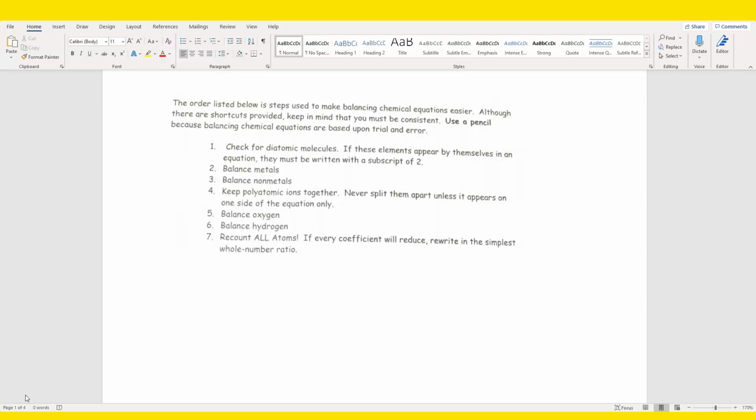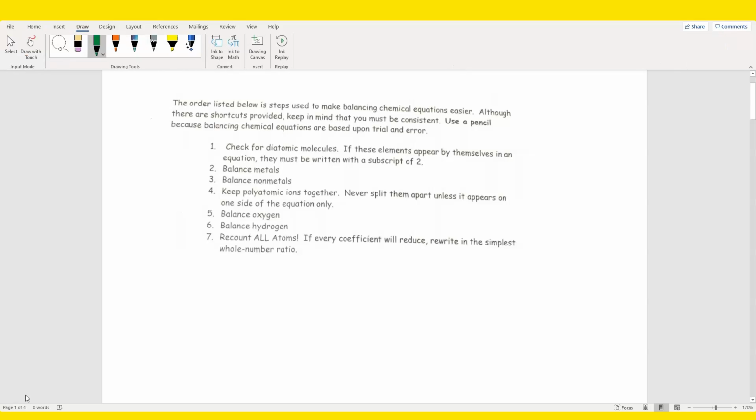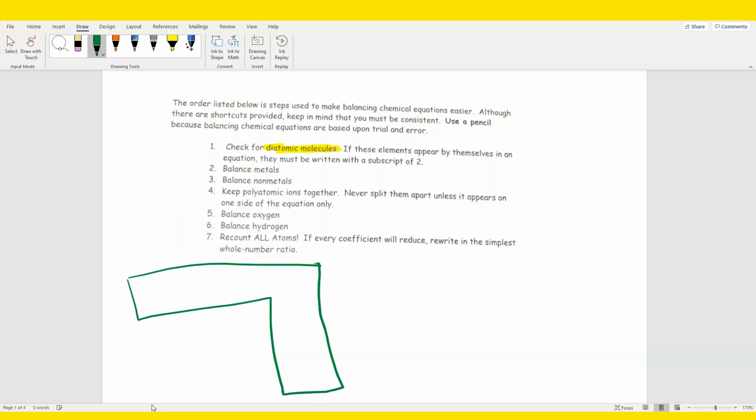One of the things you need to know is that when you are writing a chemical reaction, you must follow a set of rules, but these rules don't make sense to you if you do not know them, okay? So I'm going to highlight them as I go along. First thing you want to do is check for diatomic molecules. Now you're probably wondering, what is a diatomic molecule? Well, it's that element that has a subscript of 2 beside it. And as a matter of fact, it forms the number 7 on your periodic table. So let me go ahead and tell you what those are.